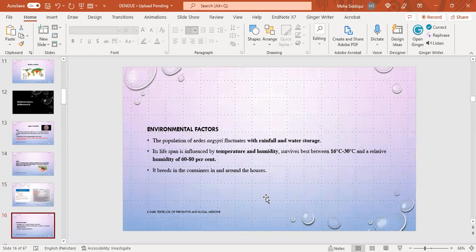Environmental factors. The population of Aedes aegypti fluctuates with rainfall and water storage. Its lifespan is influenced by temperature and humidity; it survives best between 16 to 30 degrees centigrade and a relative humidity of 60 to 80%. It breeds in containers in and around the houses.